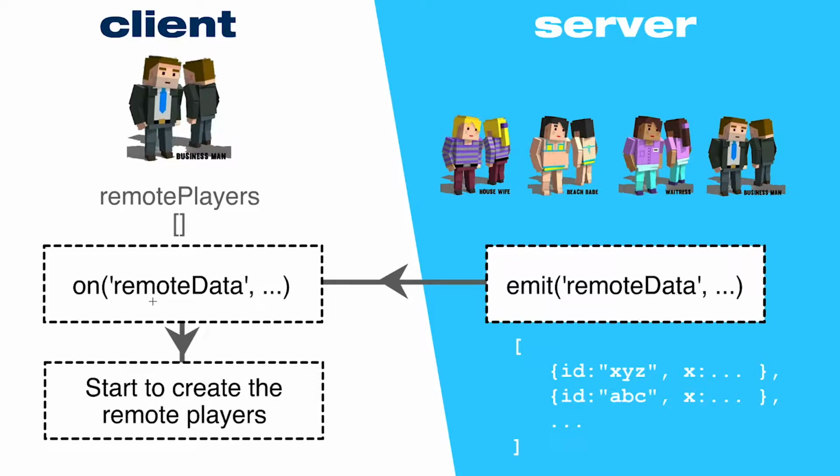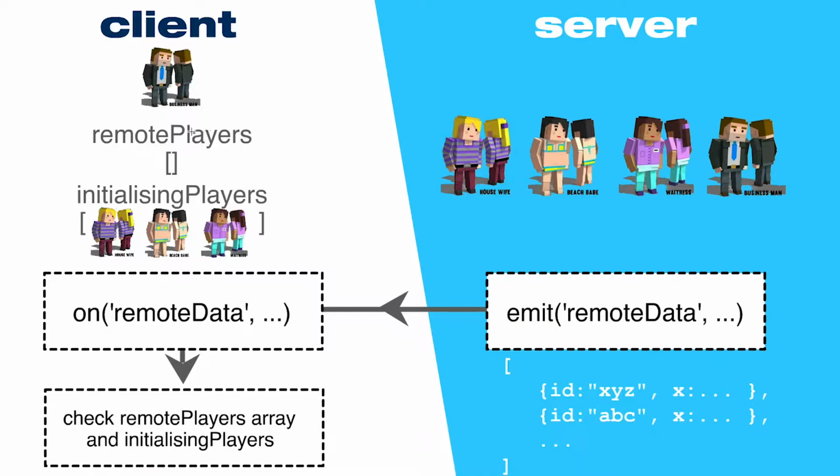So once we've emitted this remote data, we've got a JSON object on the client that contains a bunch of IDs and a bunch of information about what those models should be, what colorway they should be, what position they should be at, what orientation, and also what action they should be displaying. So at this stage on the client, where we only have the single local player, we need to start creating these remote players. On the client, there's a remote players array which contains the objects that are our players.